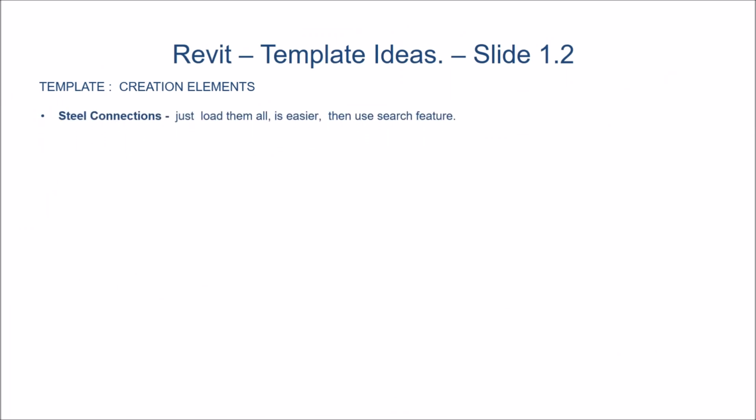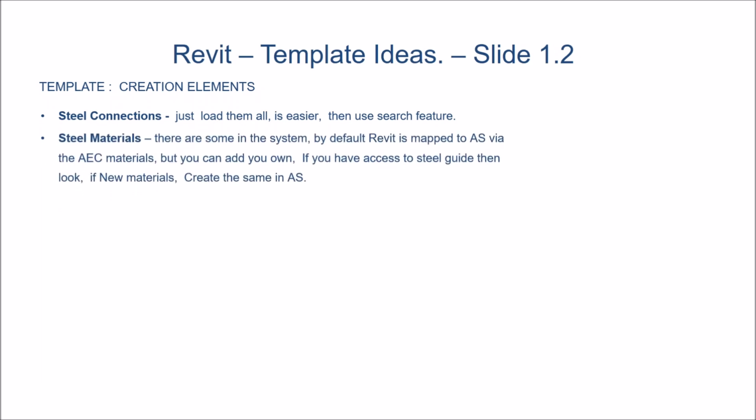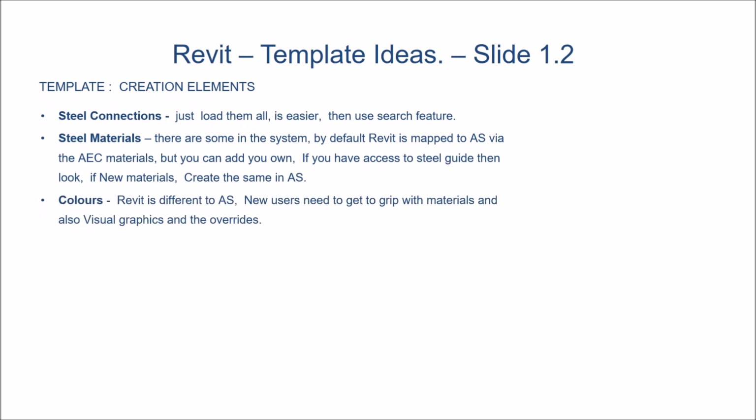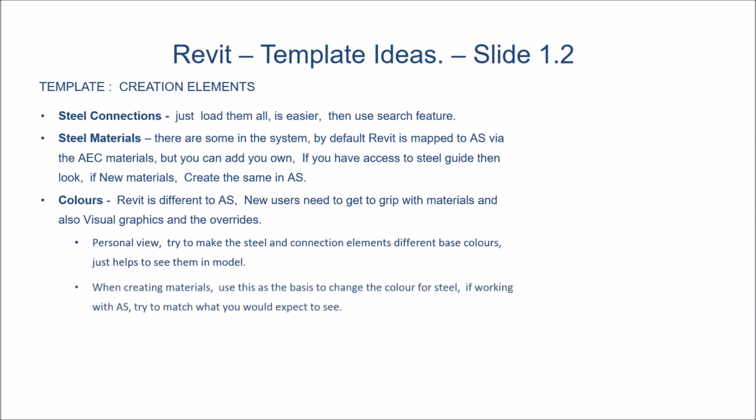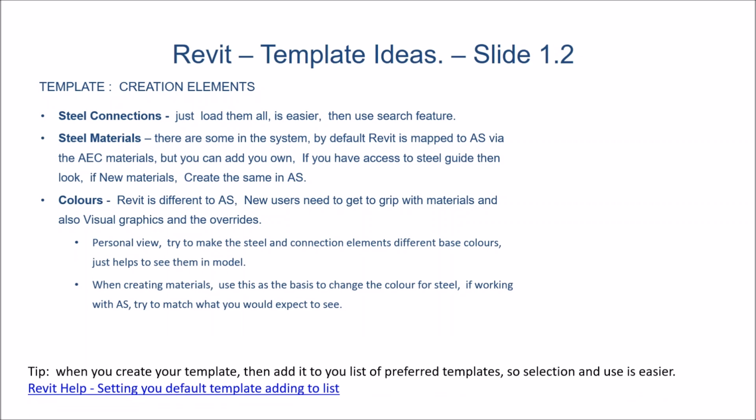So steel connections inside Revit. I probably said it before, and I'm going to say it again. I just load all of them. As a detailer, I don't want to be trying to find them and load them and unload them. I just load them all. They're all in there. I can use the search filter to find what it was. If I've come from Advanced Steel, I'm familiar with the terminology. I'm used to having the whole library available.